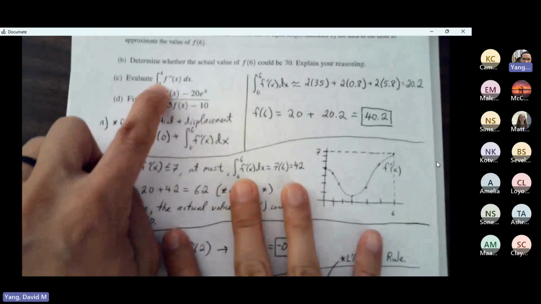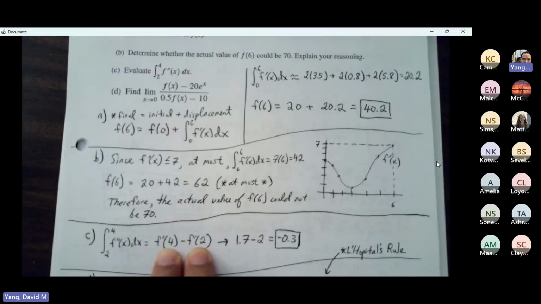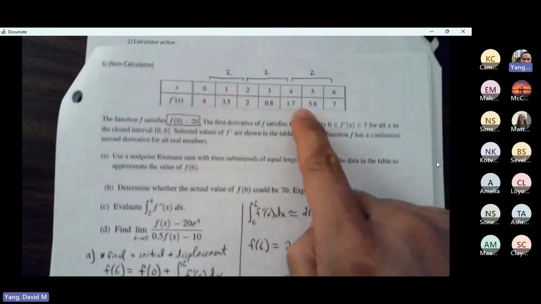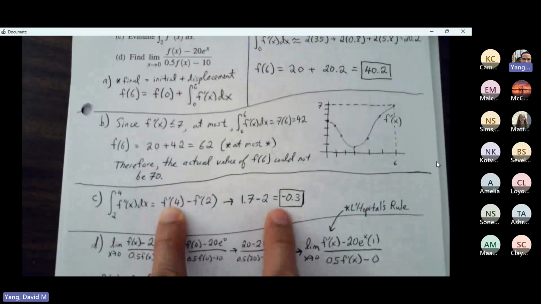So f double prime becomes f prime. We can then plug in f prime of 4 minus f prime of 2. Now this we can do because we have the table of values available at the f prime level. So f prime of 4 is 1.7. f prime of 2 is 2. So 1.7 minus 2 is just negative 0.3.